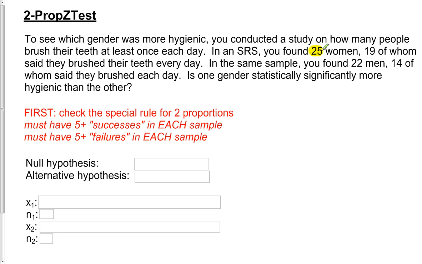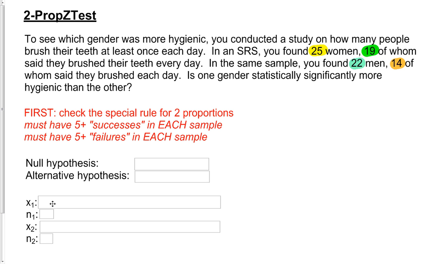Going on to the next example, let's do this same problem with a very slight modification. We have a sample of 25 women, but this time it's only going to be 19, which will meet that minimum threshold that we talked about. So this sample, 19 out of 25 brush their teeth every day. And again, we have 22 men, and it says 14 out of those 22 brush their teeth every day. So we want to see if one gender is more hygienic than the other.